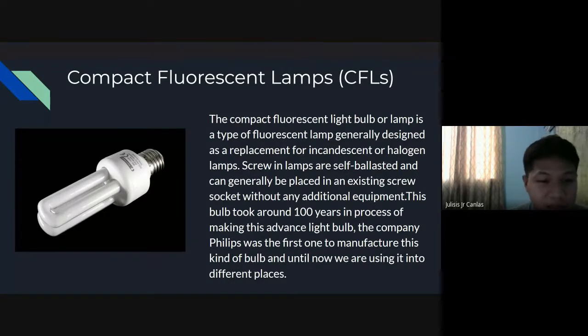As I explained with the other types of lamps, almost all of them are being used until now, but the one that we usually use is the bulb that has high technology and much less energy consumption, and also much safer than other lamps.